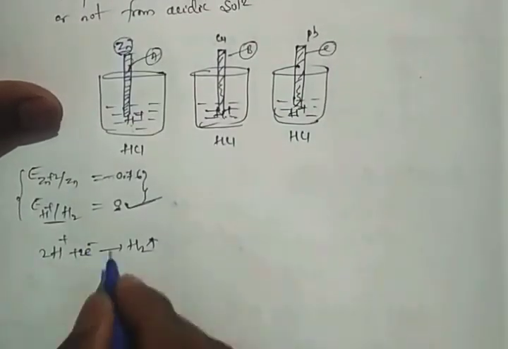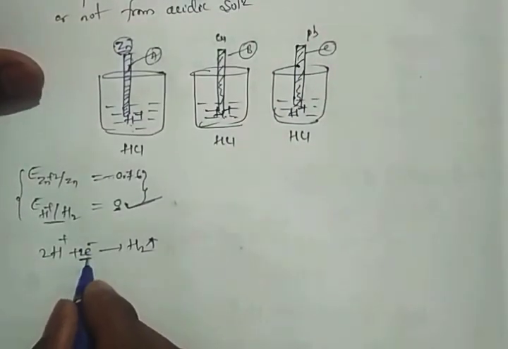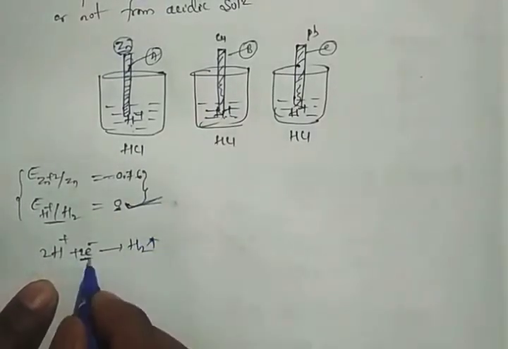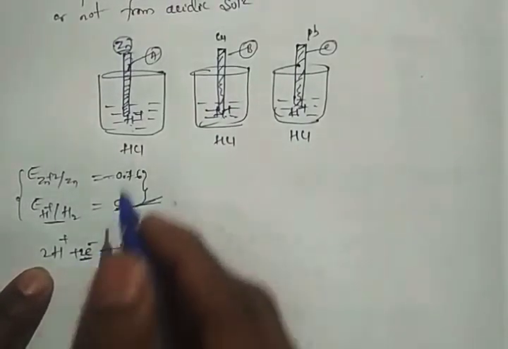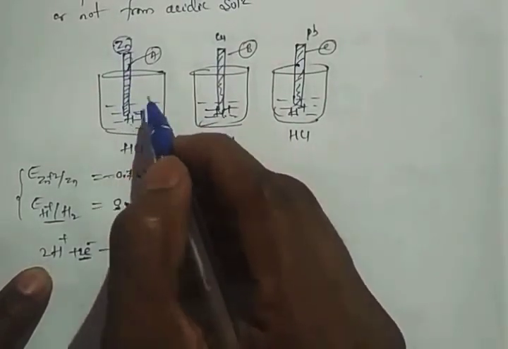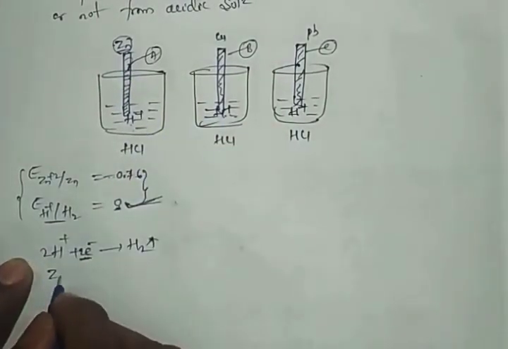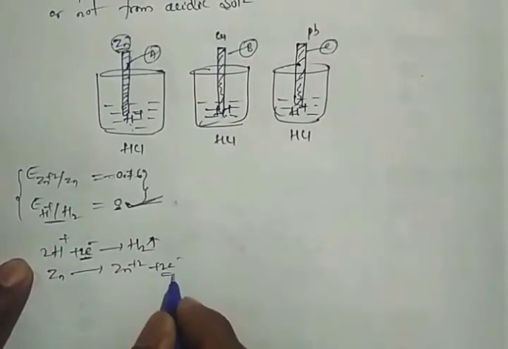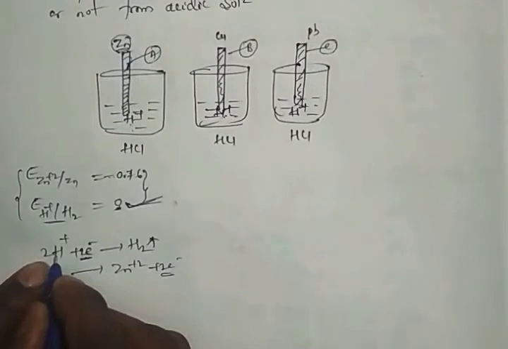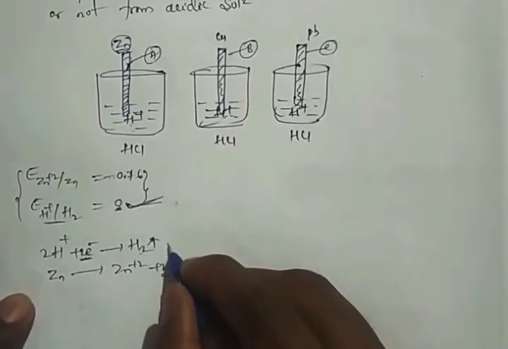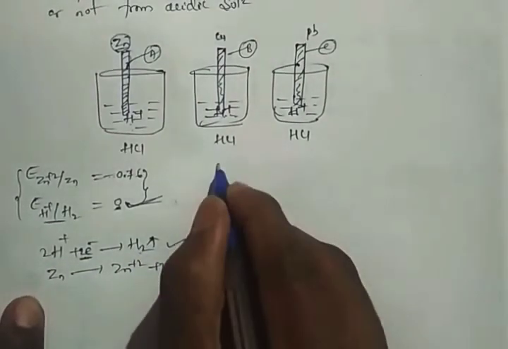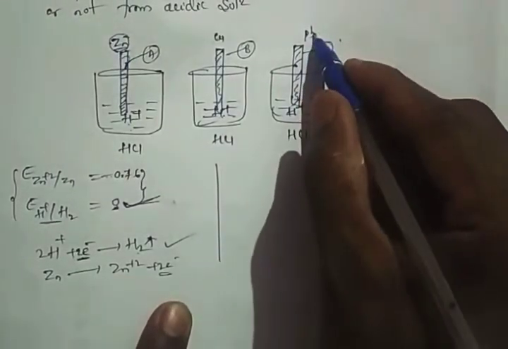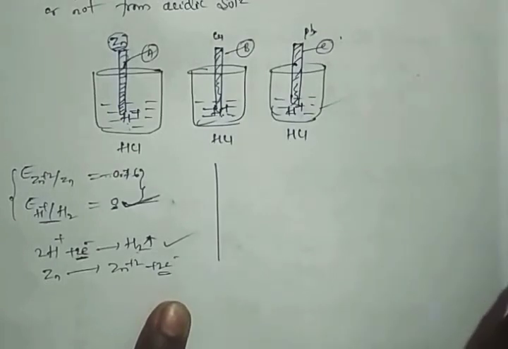So where are these electrons coming from? Because this must undergo reduction, from where are these electrons coming? So this electrode is undergoing oxidation. Zinc undergoes oxidation: Zn gives Zn2 plus plus 2 electrons. These electrons are used by H plus ions to liberate hydrogen gas. Therefore in this beaker hydrogen gas is liberated. Now in the second beaker, similarly lead undergoes oxidation, and here also hydrogen gas is liberated.